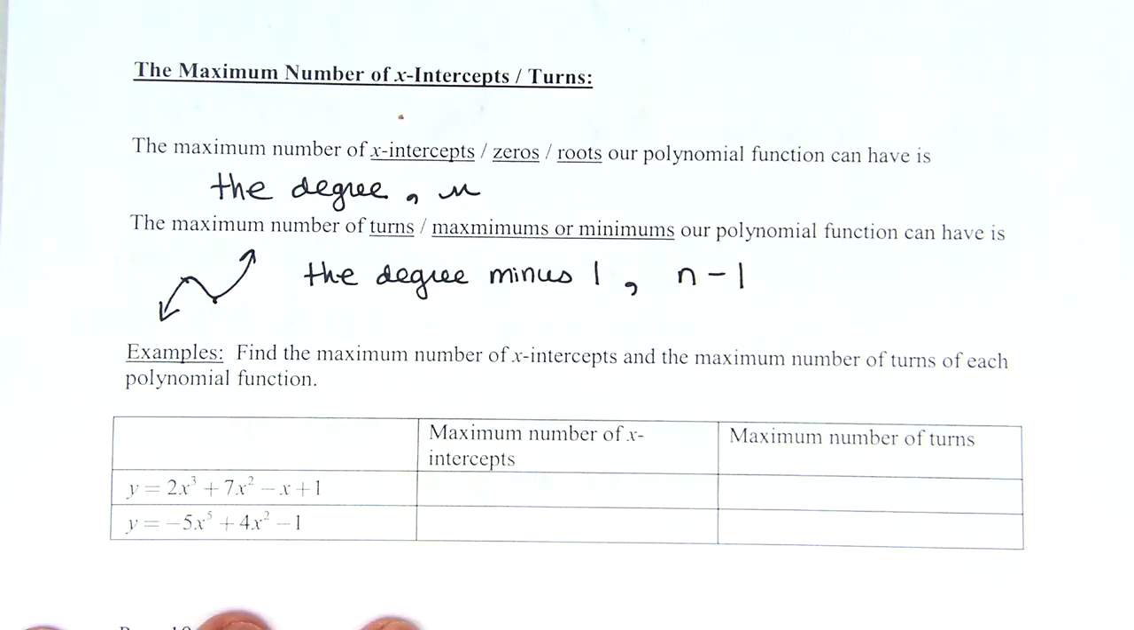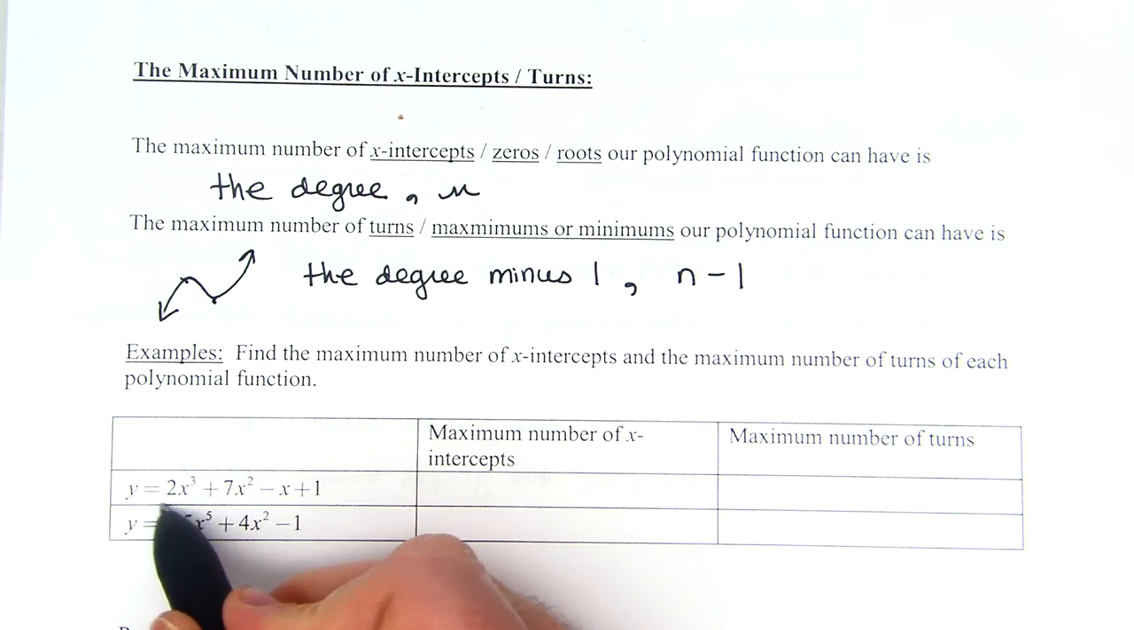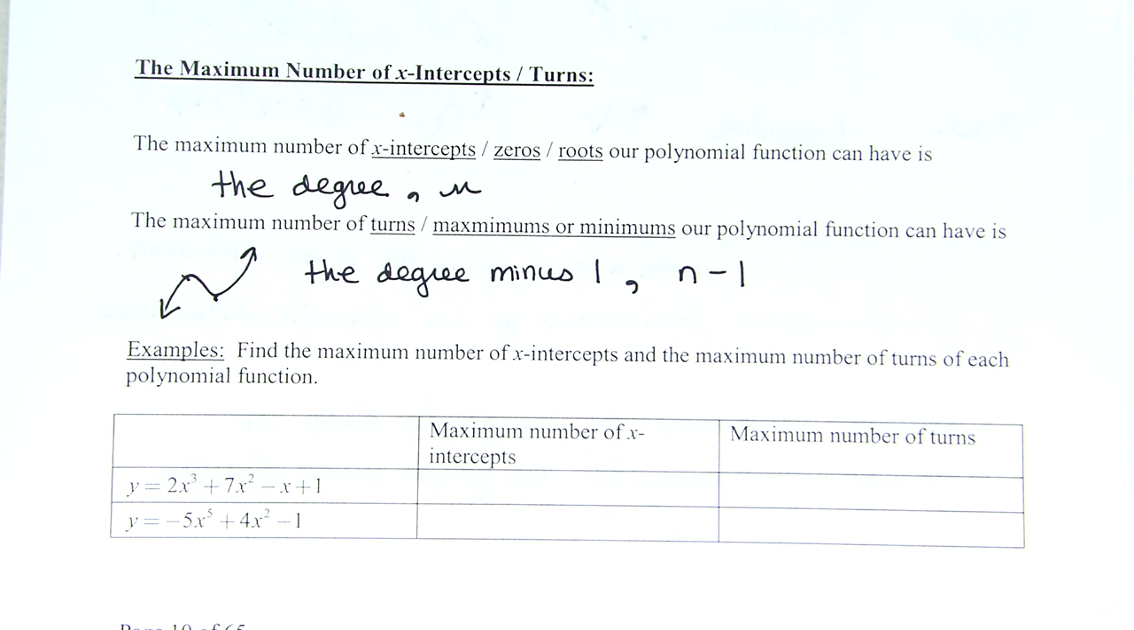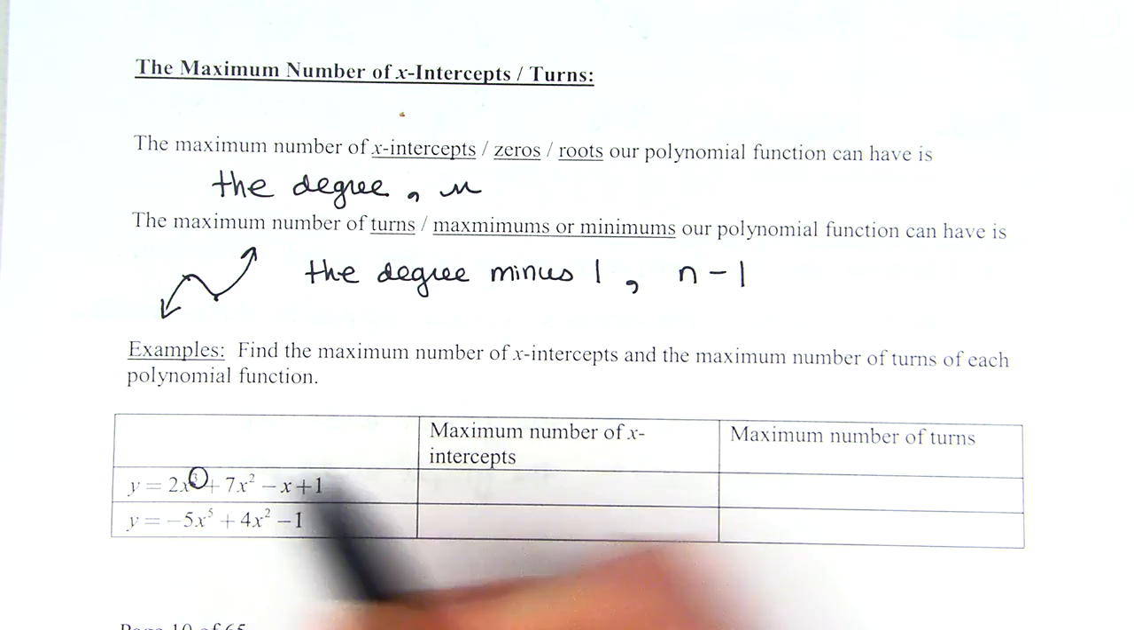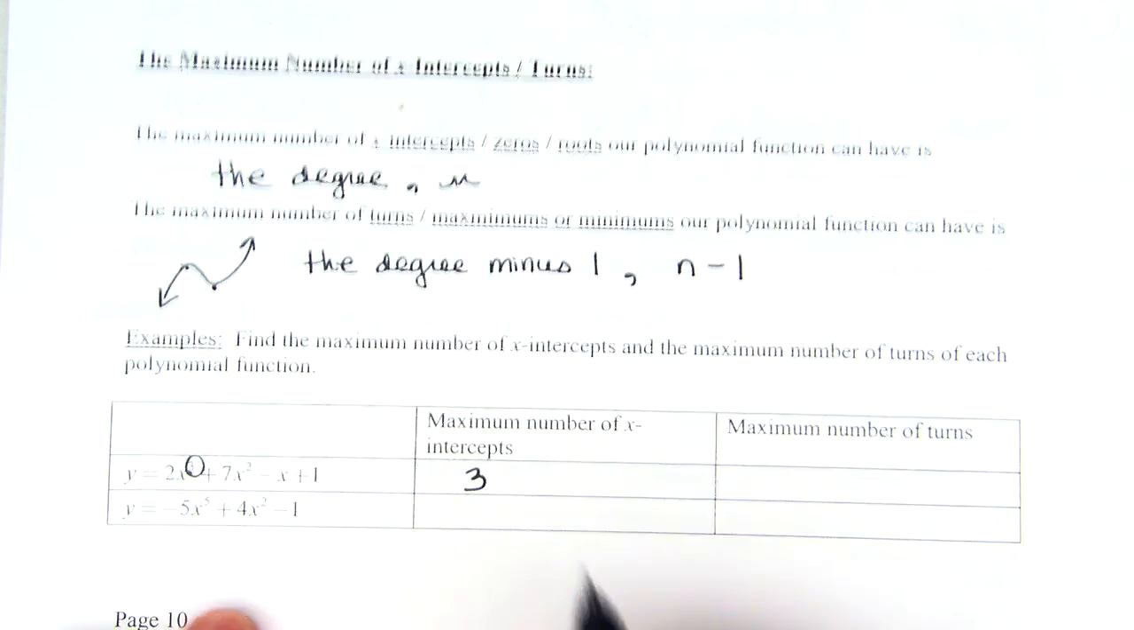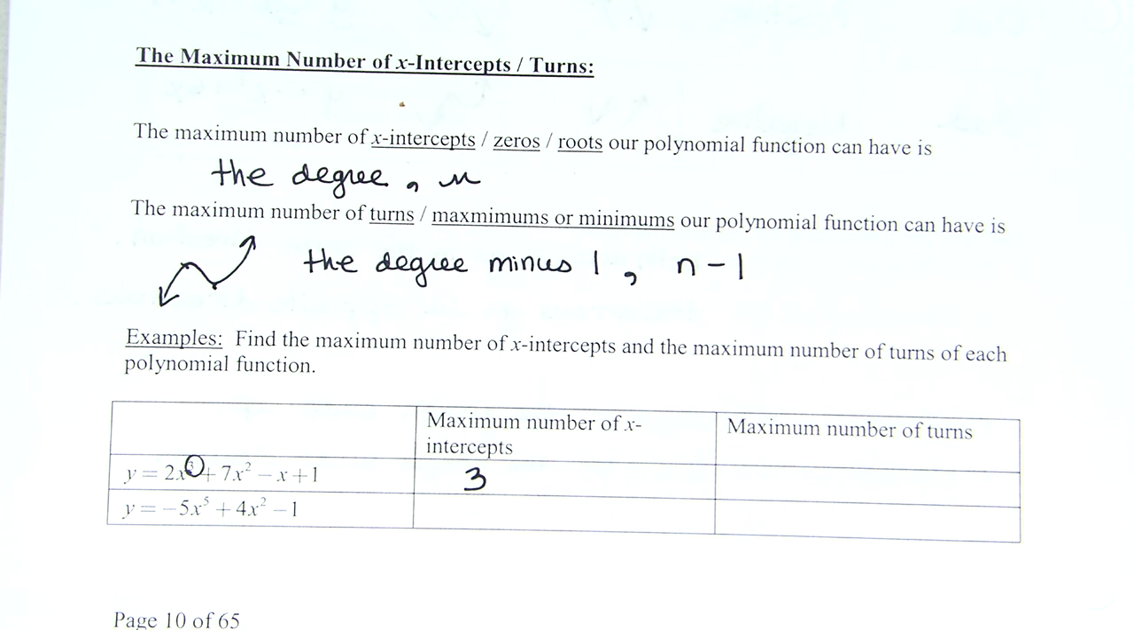So, if I give you a random function, we'd have no idea what it looks like. We just have this formula over here. y equals 2x^3 plus 7x^2 minus x plus 1. At most, how many x-intercepts will I have? At most, how many places could it cross the x-axis? Well, whatever the degree is. My degree is 3. There could be at most 3 x-intercepts. I might not have 3. I might only have 2 or 1. But I know I certainly can't have 4 or 5 or 10. 3 is the most I could have.